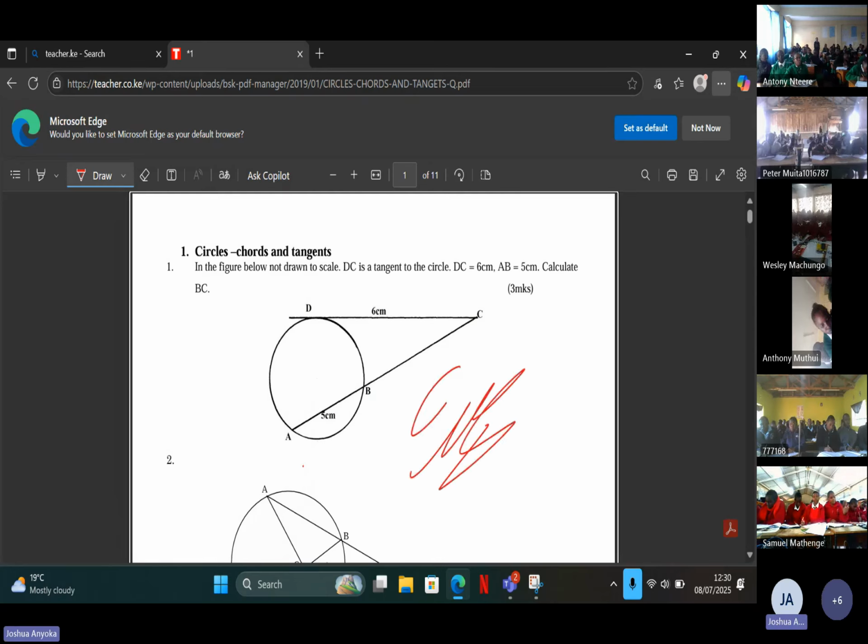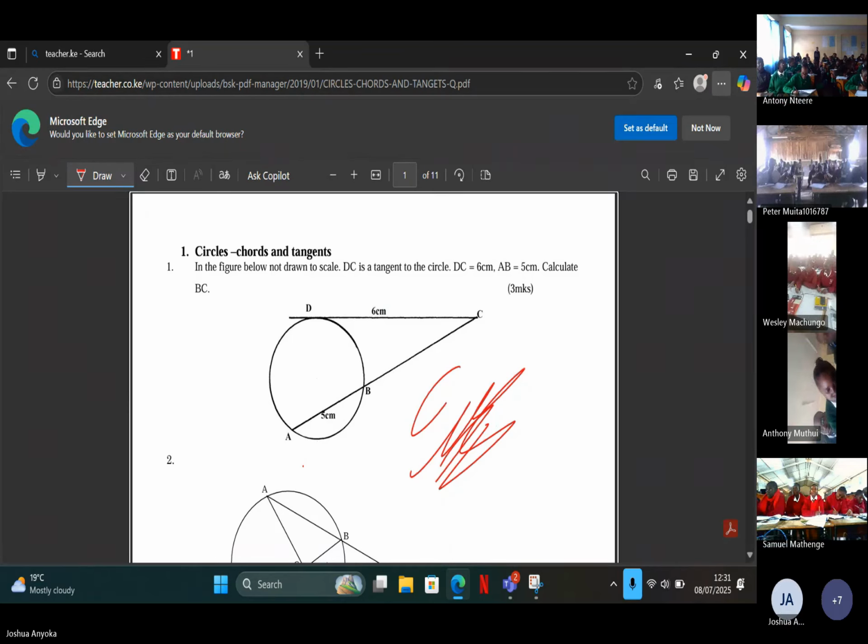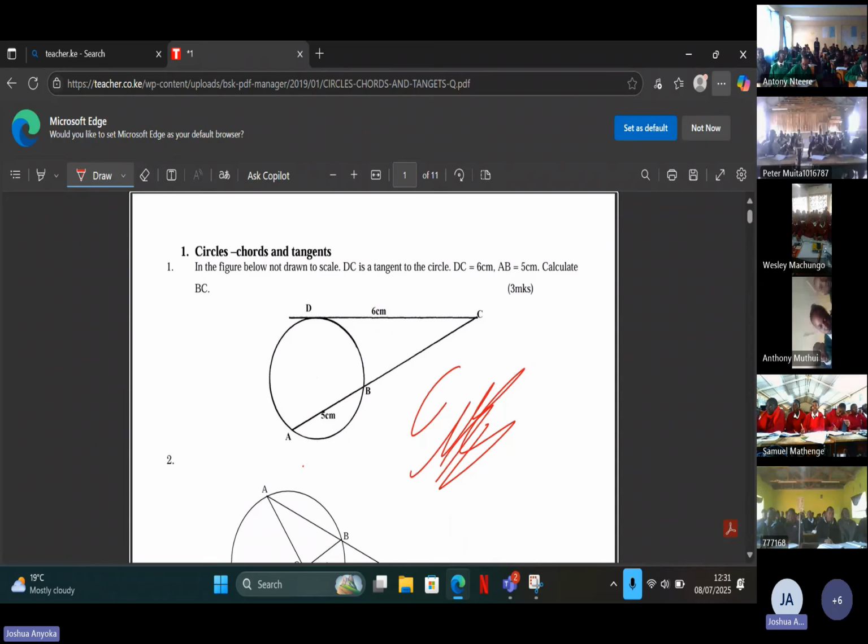Are you able to see my scribbling? Something I've scribbled with red. Somebody to confirm. Yes, thank you. All right, now. The problem is when you unmute to talk, remember to also mute the microphone.